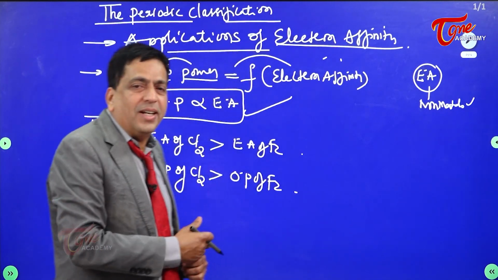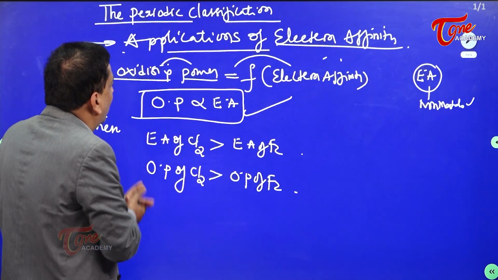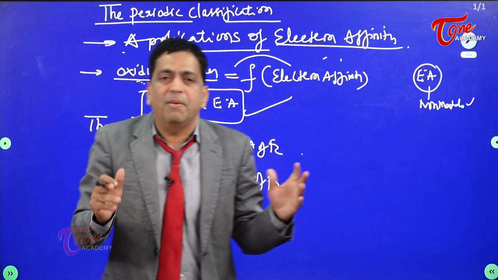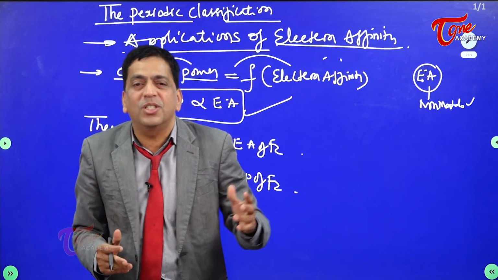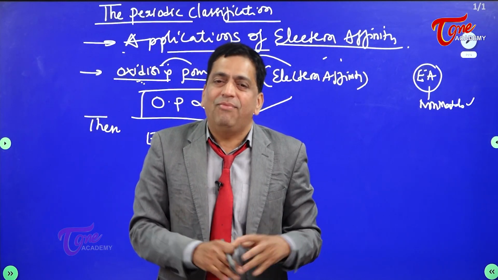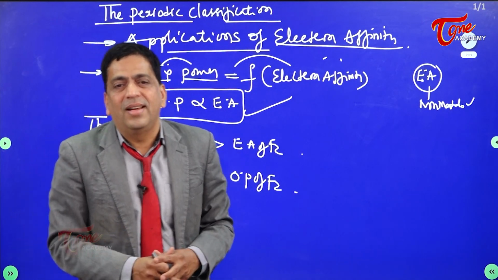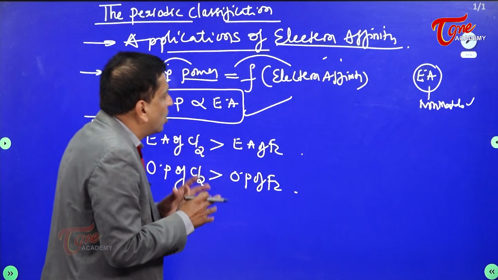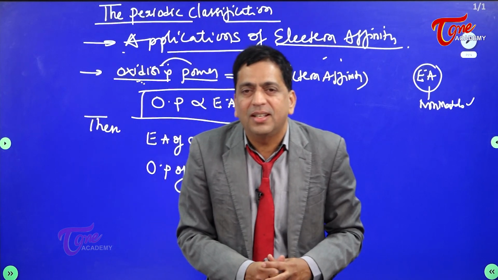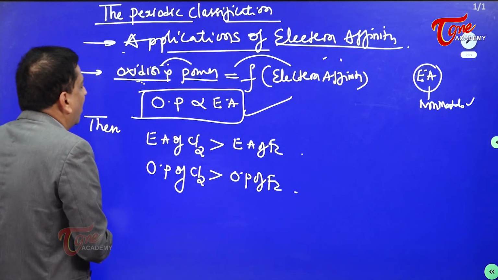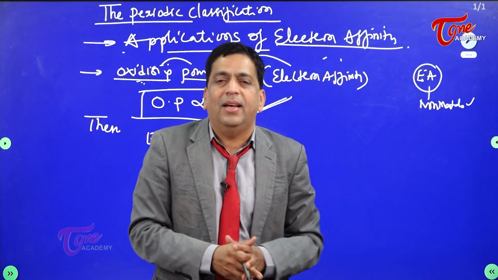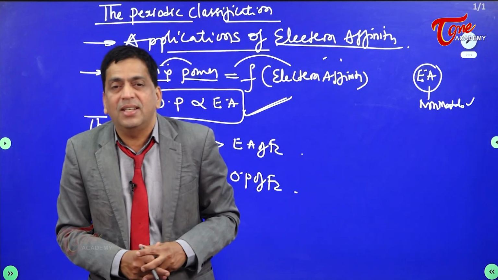And what is the question in the exam? Now watch carefully the way I'm framing the point here. Oxidizing power is basically the ability of pulling electrons from your neighboring atom, your neighboring substance. And you should be having love. You can see here the oxidizing power is a function of electron affinity. It must be a function of what? Electron affinity, love. Oxidizing power is directly related to electron affinity.